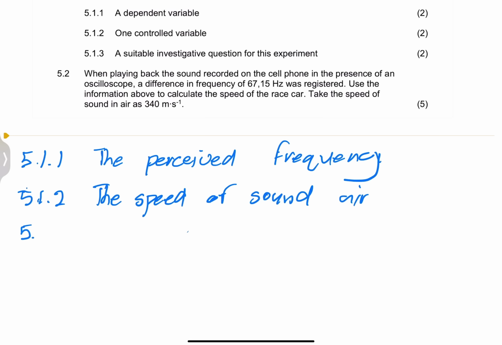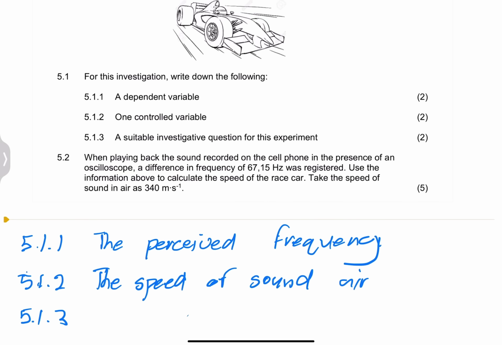Okay, so the next question, they say a suitable investigative question for this experiment. Now, ladies and gents, I want you to always keep in mind that for the investigative question, you always need to make it such that it probes the relationship between the independent variable. Now, what would be the independent variable here? What are we changing? It would be the speed, or the positioning of the car and the speed of the car. And as the speed changes, in this case, obviously the frequency would also change, right?